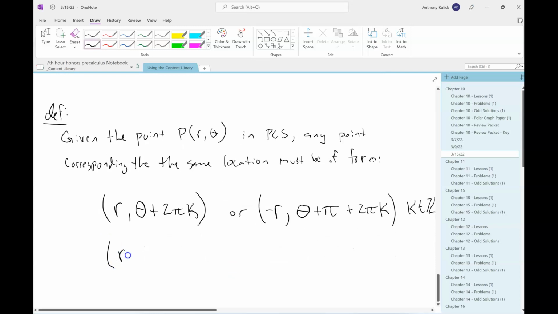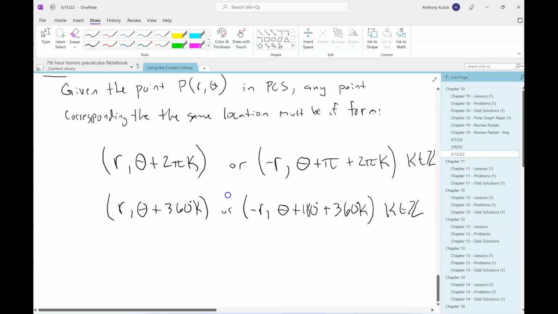And then obviously if you were talking about angles that were measured in degrees, you could likewise write the same thing and replace the 2 pi's with 360s and the pi's with 180s. But that's the only way, right? There's infinitely many ways to describe a location, but there's kind of only 2 ways to generate those infinitely many, right?